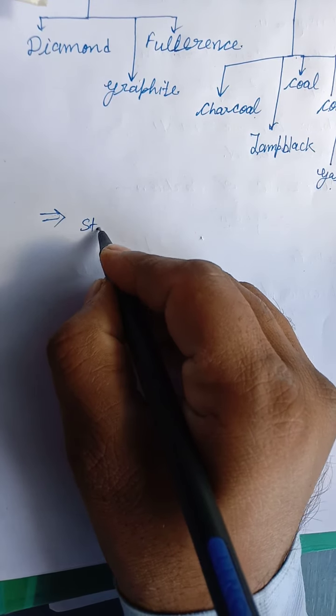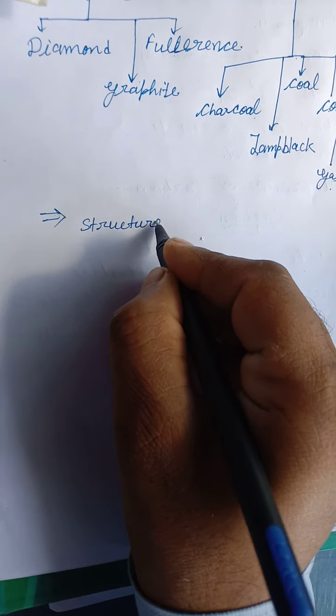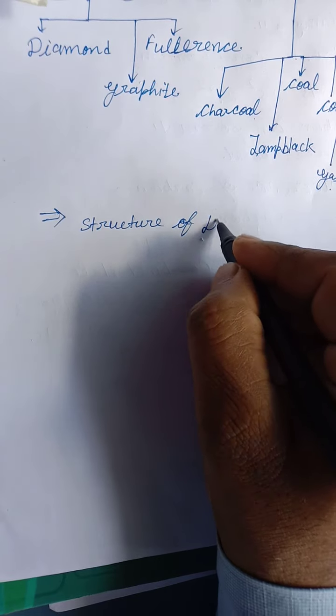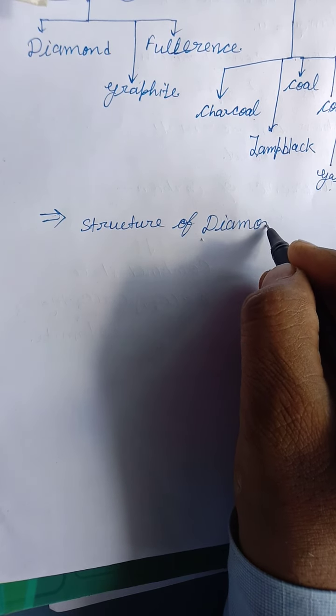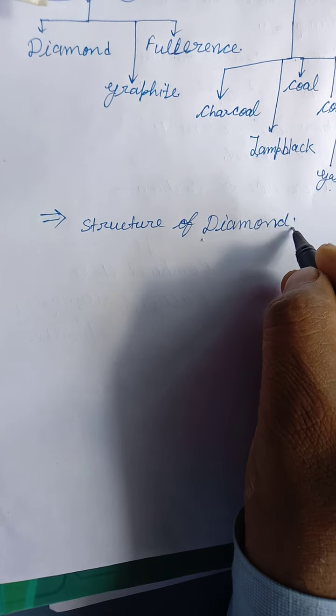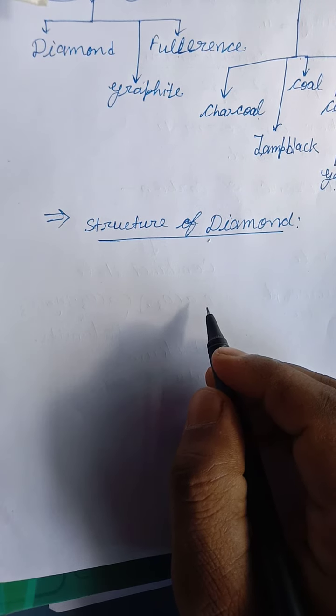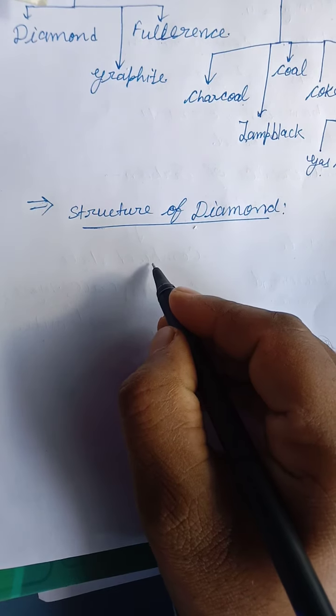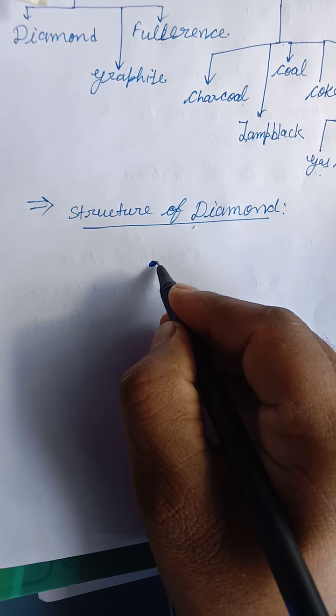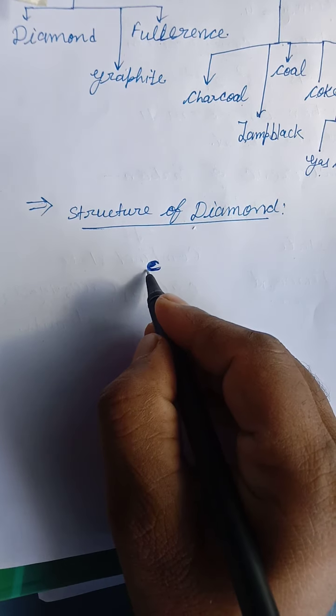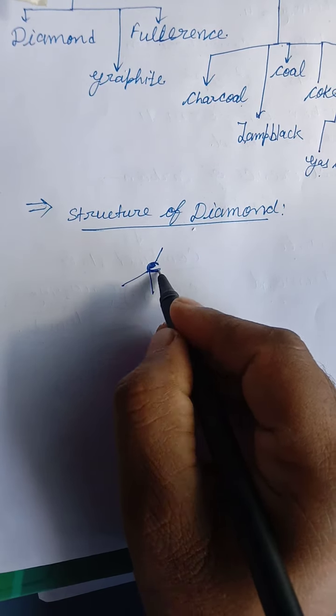Structure of diamond. Actually, the structure of diamond is 3D, and suppose this is the carbon, so this carbon is attached with 4 chemical bonds. Understood?